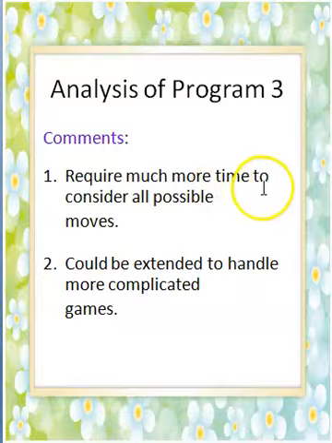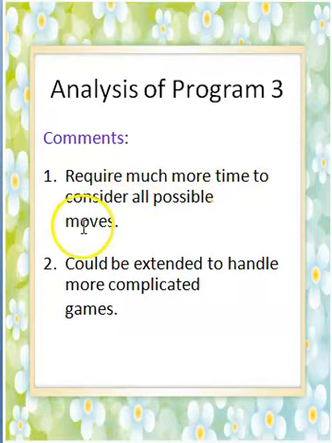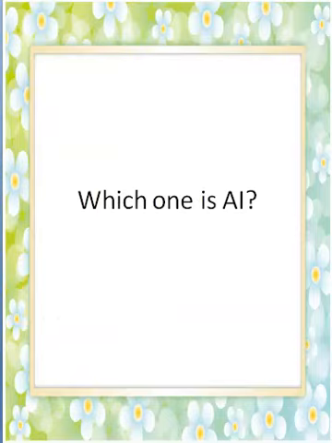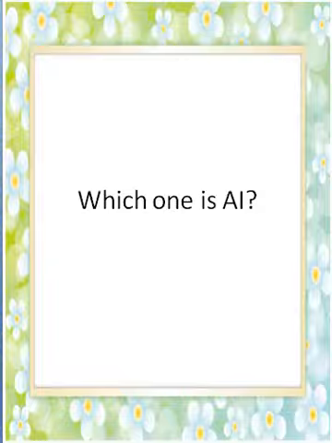This will require a lot of time for considering all possible moves, but it can be extended to any complicated games. So, which one is AI? The first one is definitely not an AI because it is all hard coded. The second one is also not an AI because the machine is not thinking, it is just following an algorithmic process. The last one, in which we are considering all the moves and what moves the opponent will take after I select a move, is the AI method.